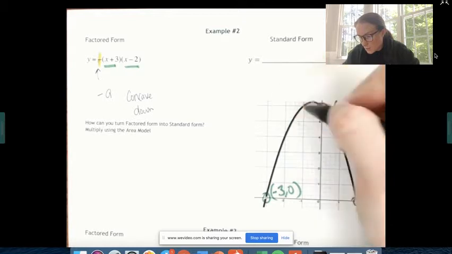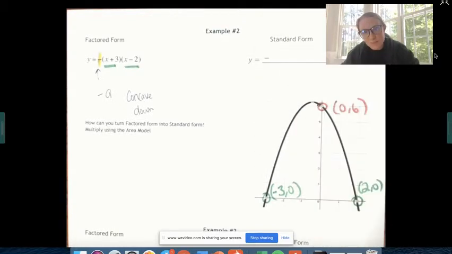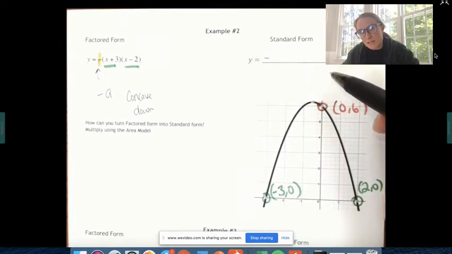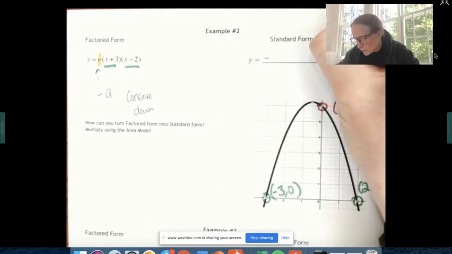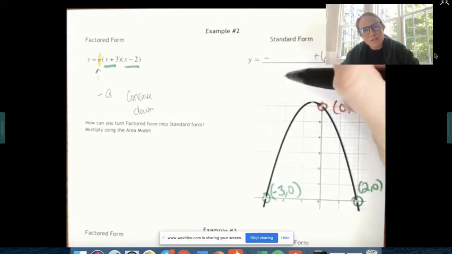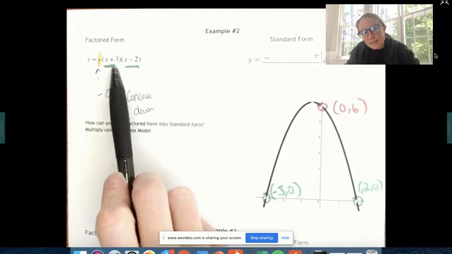All right. So knowing this, I can tell a few things about standard form. I know my a value is going to be negative, so I'm going to put a negative out here. And I also know what my c value is. Remember, standard form is ax squared plus bx plus c. That last portion, that constant term, is going to be my y-intercept. So I know I'm going to have a +6 out here. But I'm not sure what the rest of this is going to be. So we can figure it out by multiplying this together.